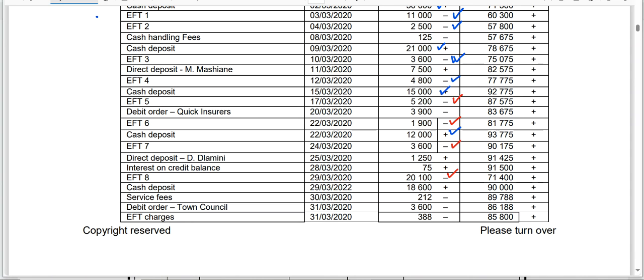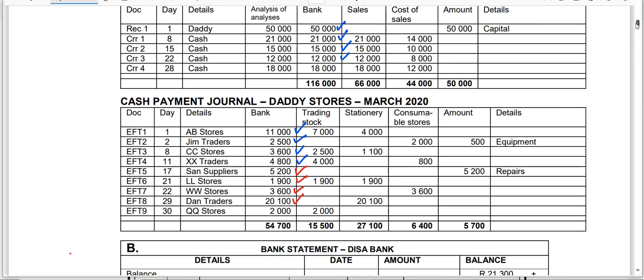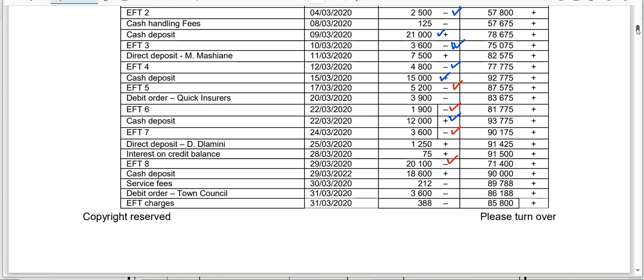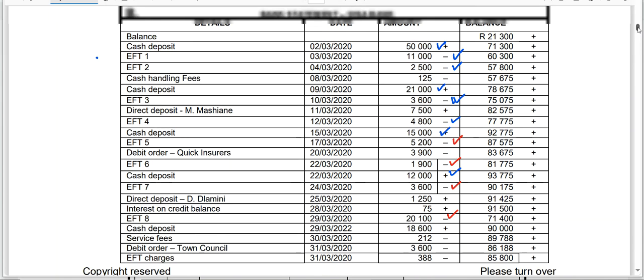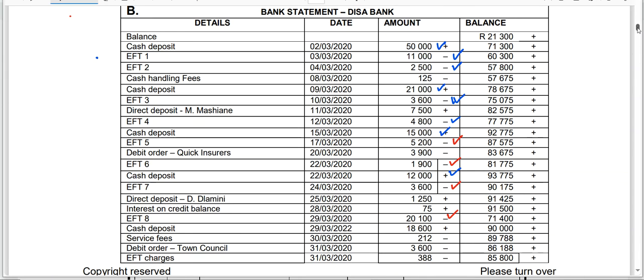And then the next thing that we need to also check is EFT9. If you look at our bank statement, it doesn't include EFT9. So now all these items that we did not tick, we must make sure that they are recorded. If there were any mistakes that were done, we must make sure that we correct those mistakes. Okay, and then now we can go to our adjustment.